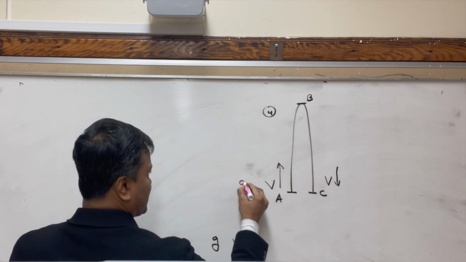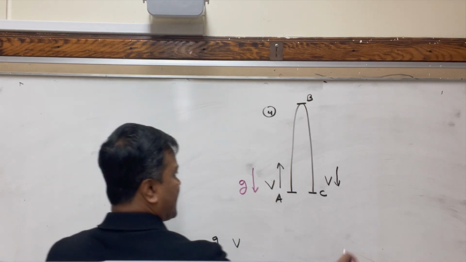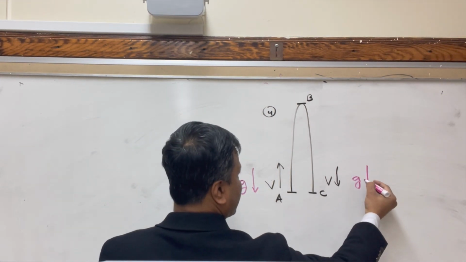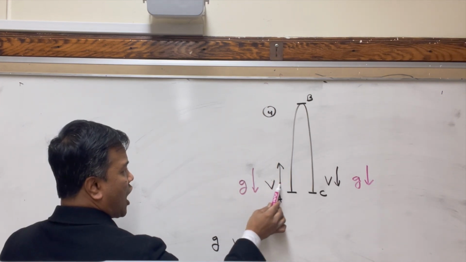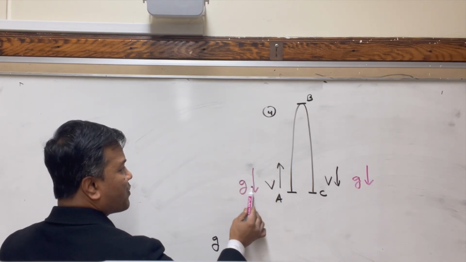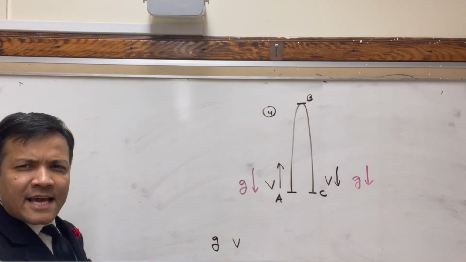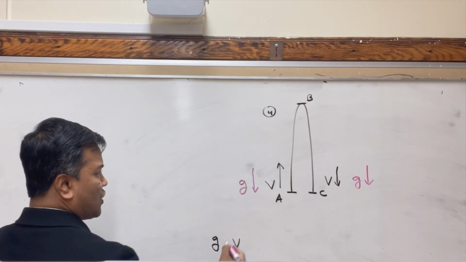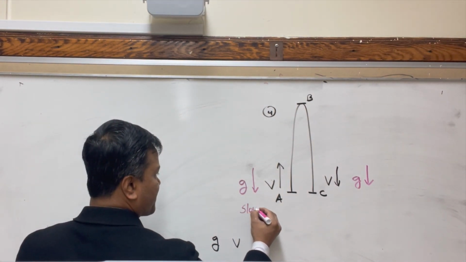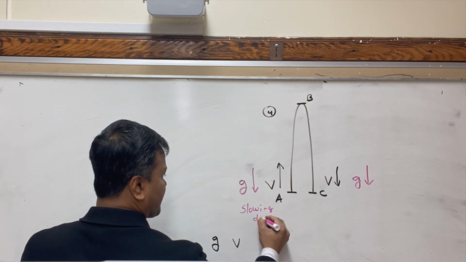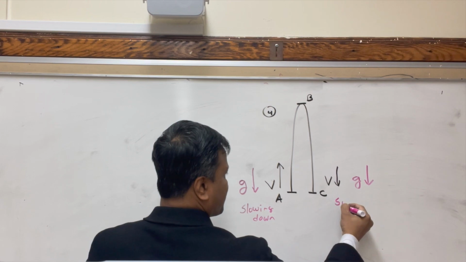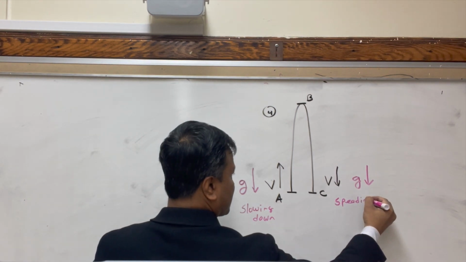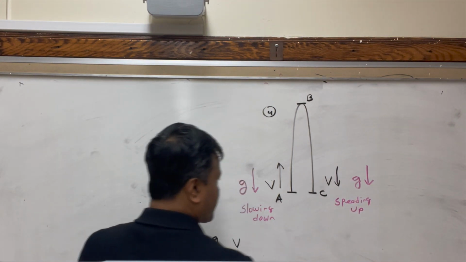The acceleration vector over here is negative and the acceleration vector over here is negative. Velocity vector and acceleration vector are opposing each other, so the object is slowing down. When they are in the same direction, the object is speeding up. Okay.